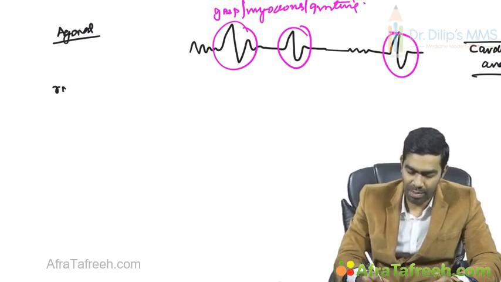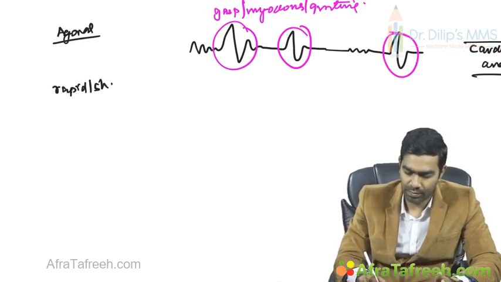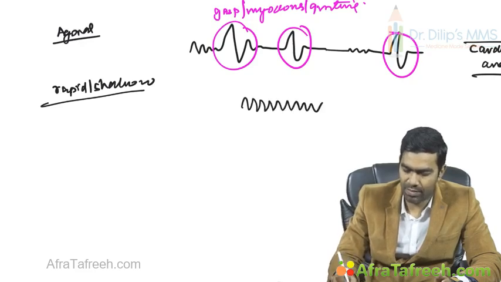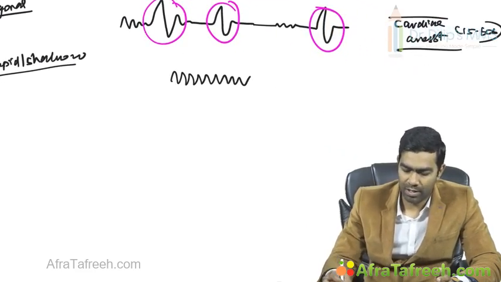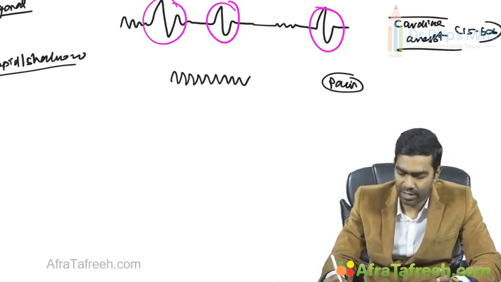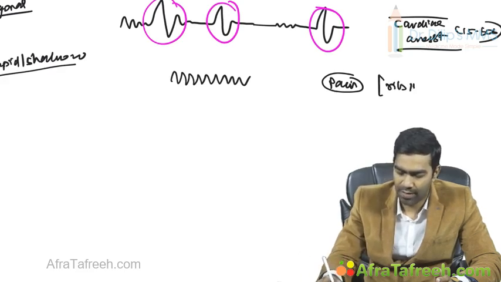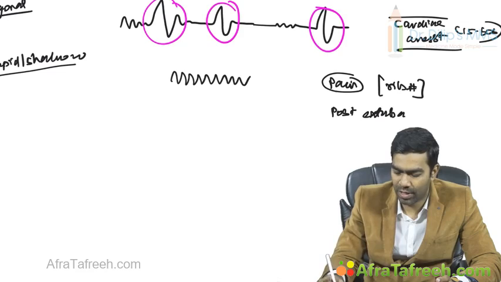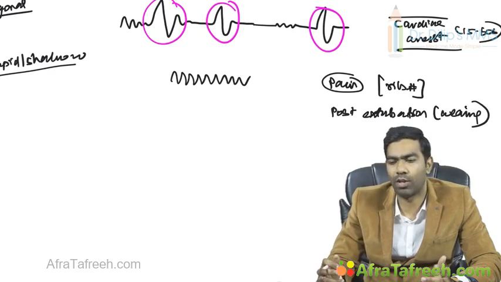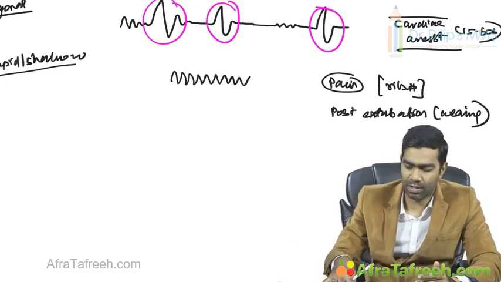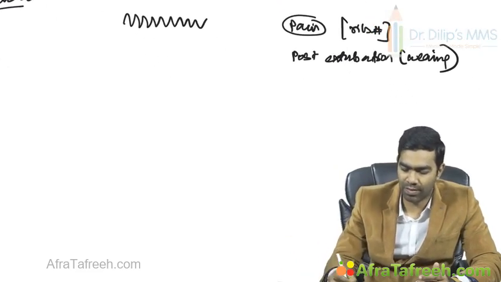Then you have something called rapid shallow breathing. I can draw something like this. It's a rapid breathing, but a very shallow breathing. You can get it in severe pain in the chest, typically due to chest injuries and rib fractures. Immediately post-extubation, again very common, during weaning, because they will be a little bit dependent on the ventilator and their muscles will not immediately become active to take sufficient breath. So they can have rapid shallow breathing post-extubation during the weaning period.